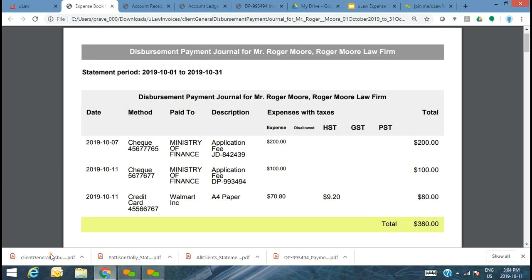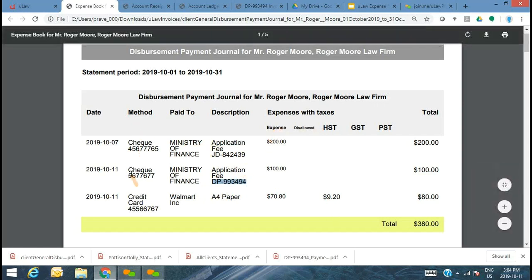So here's your disbursement payment journal. You had that application fee, or in fact it was for DP, Dolly Patterson. It tells you the file number too. Of course, you can see the data elements are different. When it comes to this document, you're capturing the method as well. So automatically we captured that you paid using a check. And there's some other transactions.